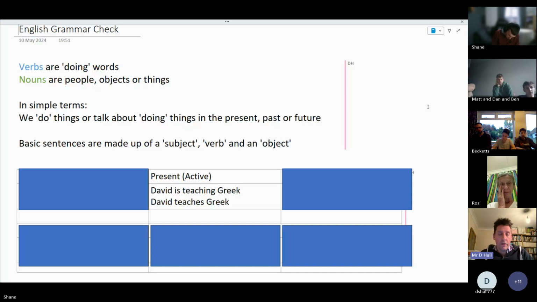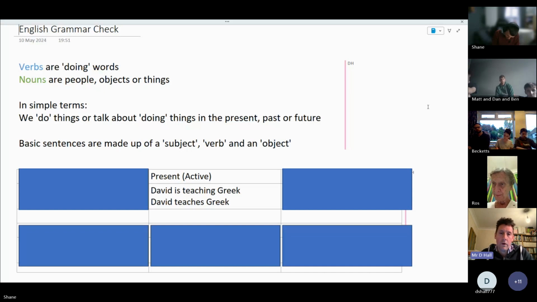Okay, so a couple of examples. At the moment, we could say that David is teaching Greek. In English we have two ways of talking about the present tense. We often use the verb to be, which is known as an auxiliary verb. It kind of helps our understanding. So David is teaching Greek. David is the subject, Greek is the object, and the teaching part is the verb. But we could shorten that and just say David teaches Greek, which suggests that's what's happening right now. And that's known as the present active.